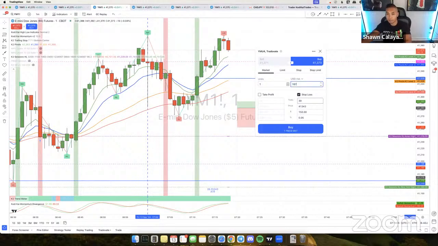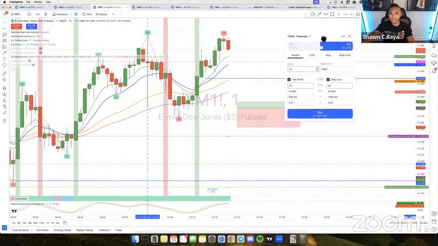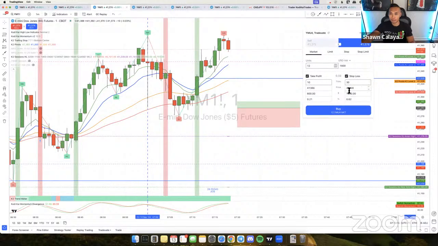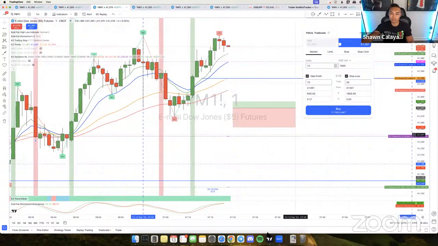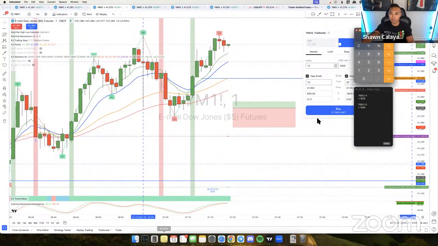1875. So you do 12 contracts, and that'll give you, this is probably the max you should be using. The max you should be using is about 12 contracts. So use 12 contracts right there.